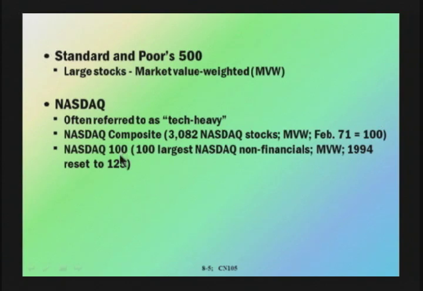The NASDAQ 100 is obviously much smaller than the NASDAQ Composite. It's 100 of the largest non-financial stocks out of that NASDAQ Composite. And in 1994 it was reset to an index value of 125, so you can measure how a $125 investment would have grown since 1994 if you just look at its current index value.